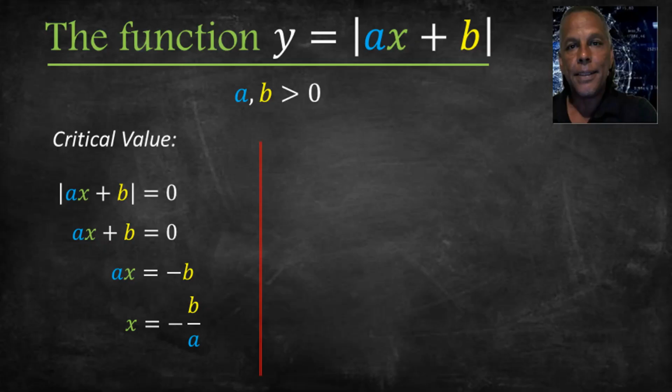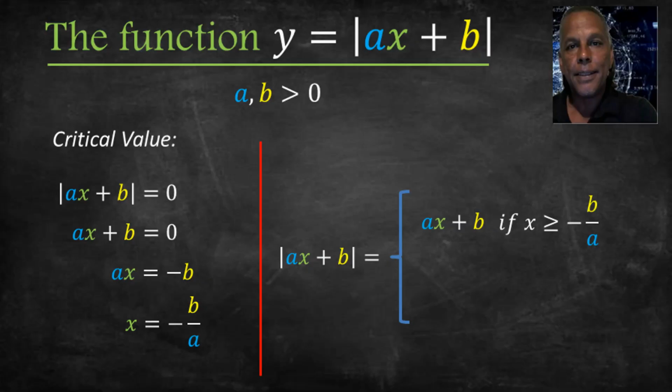Now we can write down the formal definition. The mod of ax plus b is equal to ax plus b if x is greater than or equal to negative b over a, and it's equal to the negative into ax plus b if x is less than the critical value, in other words, less than negative b over a. Of course, we can simplify the second part of this function by multiplying the negative into the brackets.